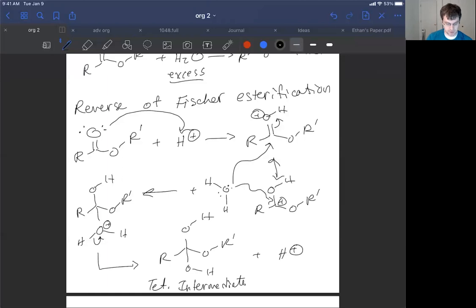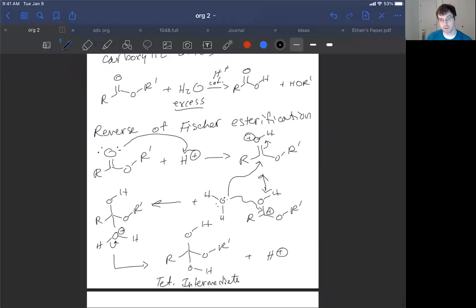alcohol present, because the Fischer esterification, or in reverse, the hydrolysis of esters, both of those are equilibrium processes governed by Le Chatelier's principle, which means that if we have more alcohol present, we're going to push towards the ester side of the reaction. If we have more water, we're going to push towards the carboxylic acid side.